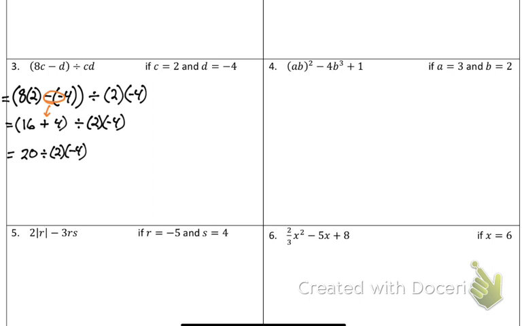Yeah. We have to do that division. Can someone explain why we have to do division first? Waddell? Because it's left to right. We have to work left to right. So we have to do 20 divided by 2 first, which will give me 10 times a negative 4, and we end up with just having a negative 40. Yep, negative 40 is our final answer.